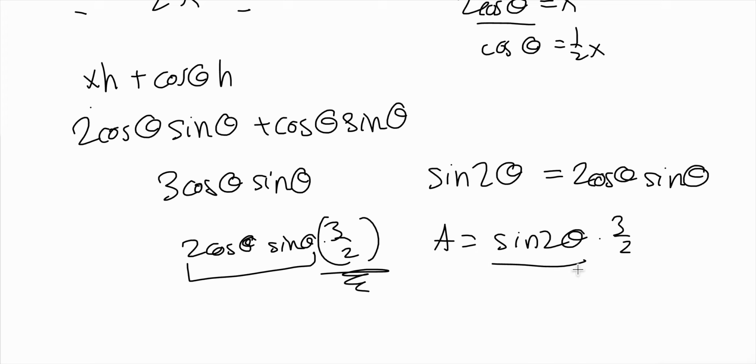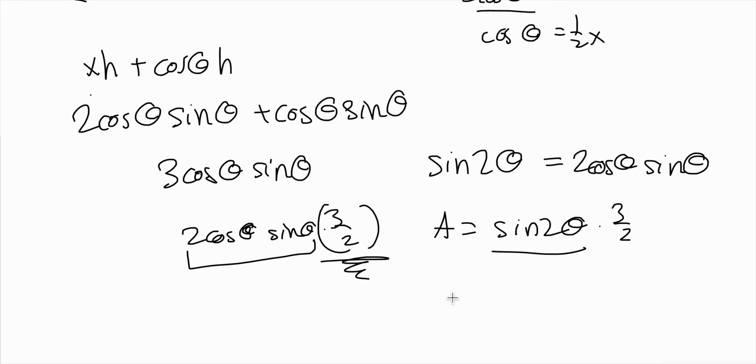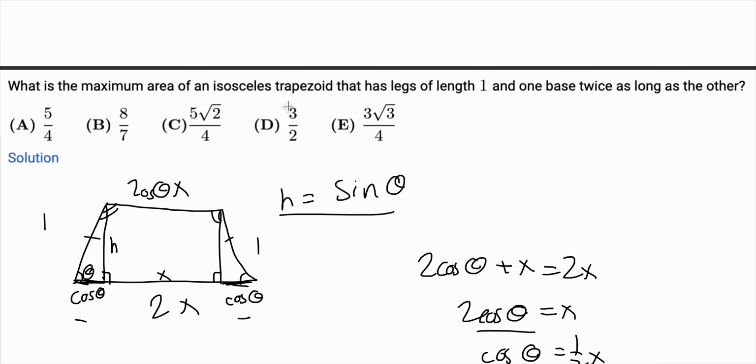And when is sine 2 theta maximized? Well, sine has a maximum of 1. So the maximum that the sine can be is 1, times 3/2, so the maximum area is just 3/2. And so that's answer D.